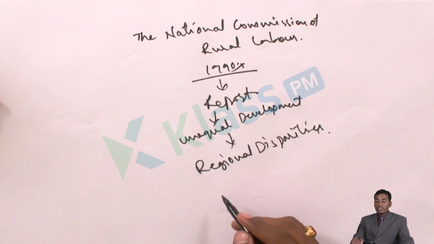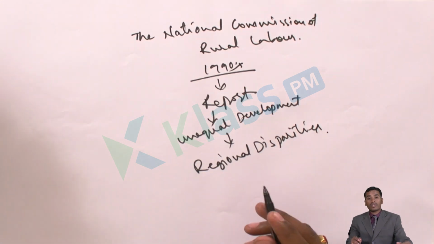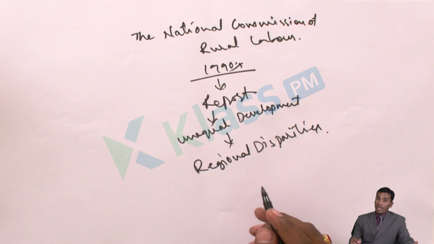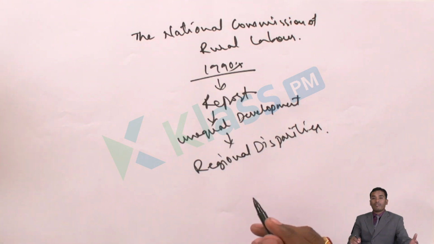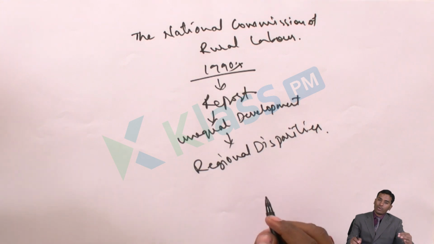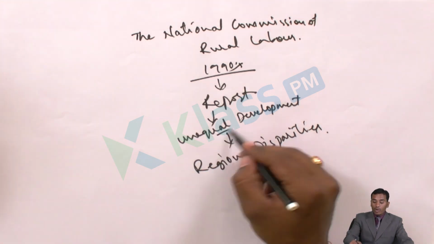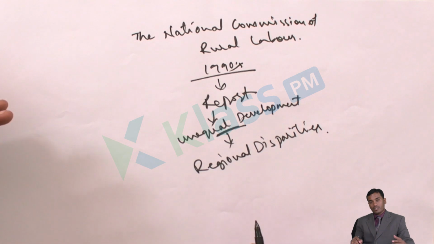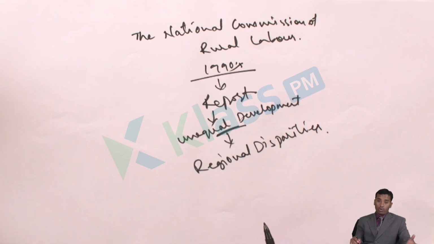Unequal development and regional disparities are the reason for the movement of the people. As I said, in the state of Maharashtra, most of the workers and laborers will be moving from central Maharashtra to Western Maharashtra because of unequal development. Western Maharashtra has been developed more in comparison with central Maharashtra.